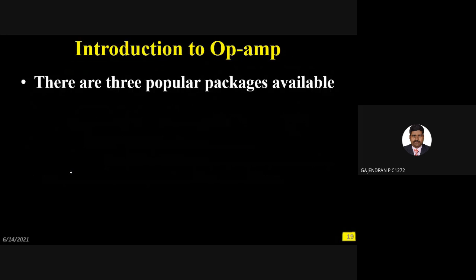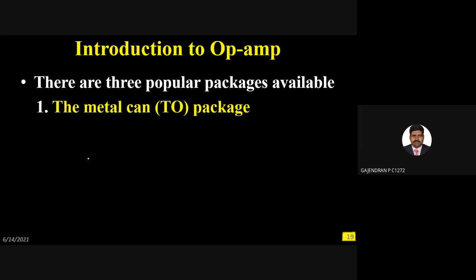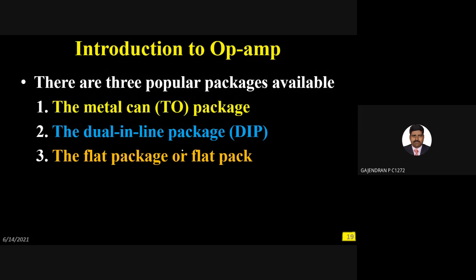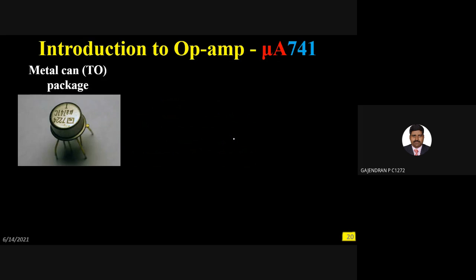These are the varieties of package we have. It is available as a metal can TO package, a dual inline package, and a flat package or flat pack. These op-amp ICs are available in these kinds of packages. The first two formats we have already seen. Again, I will repeat. Have you seen this particular physical structure before? Yes, sir. This is the metal can TO package.